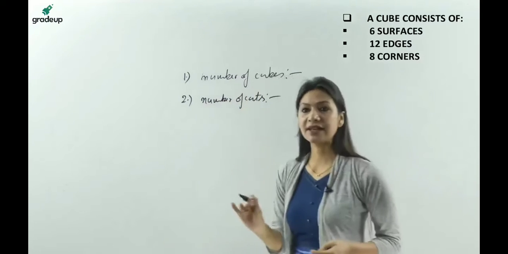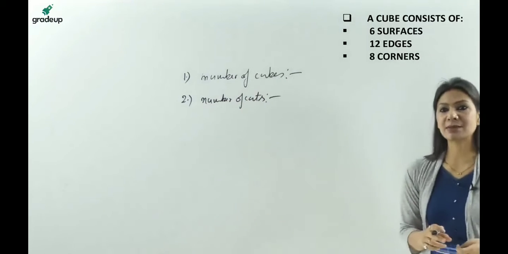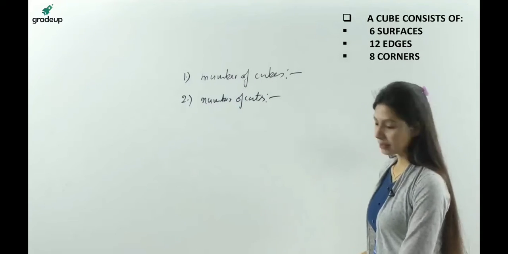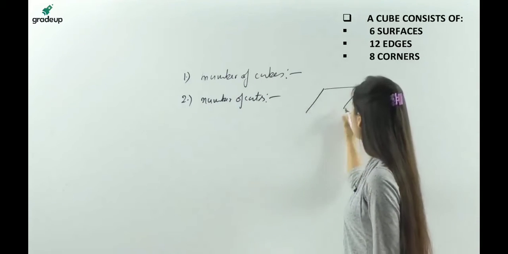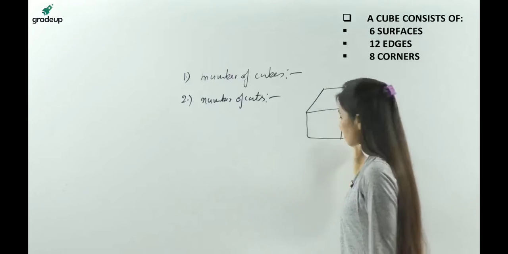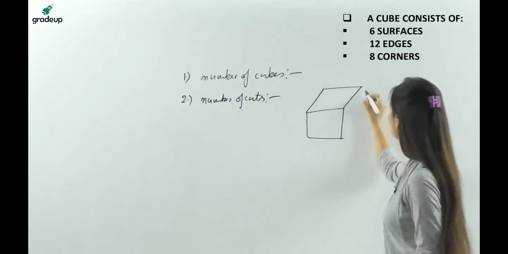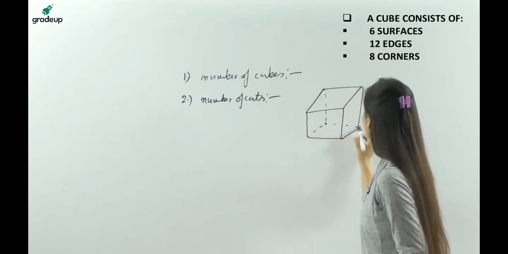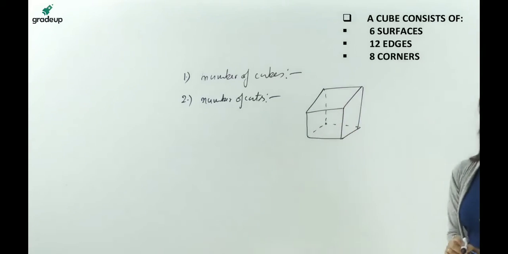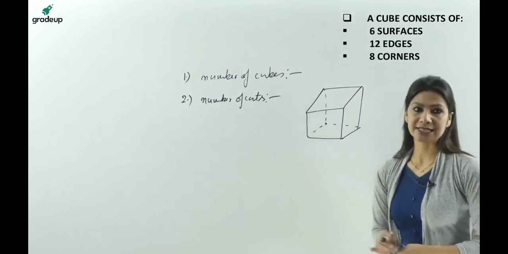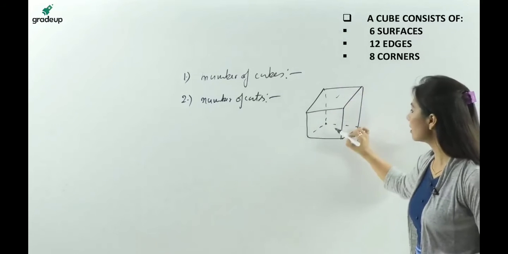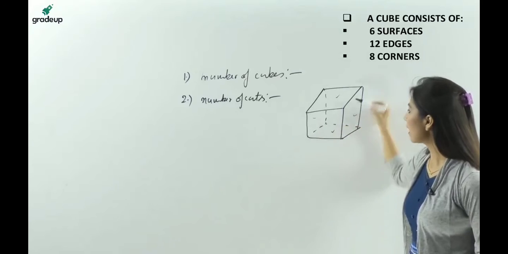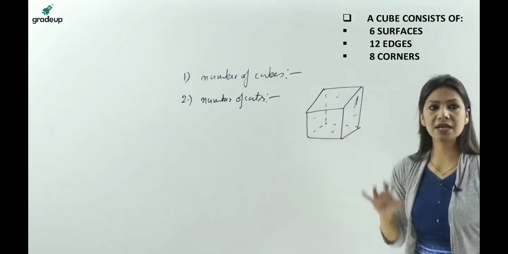required. Fine. Now one student is asking me, what is the difference between the edge and the corner? I can make you understand, student, with the help of this diagram, because right now I don't have any 3D figure. Let's suppose this is a cube. We have a total of 6 surfaces: the top one and the bottom one, the left and right, and the front one and the back one.